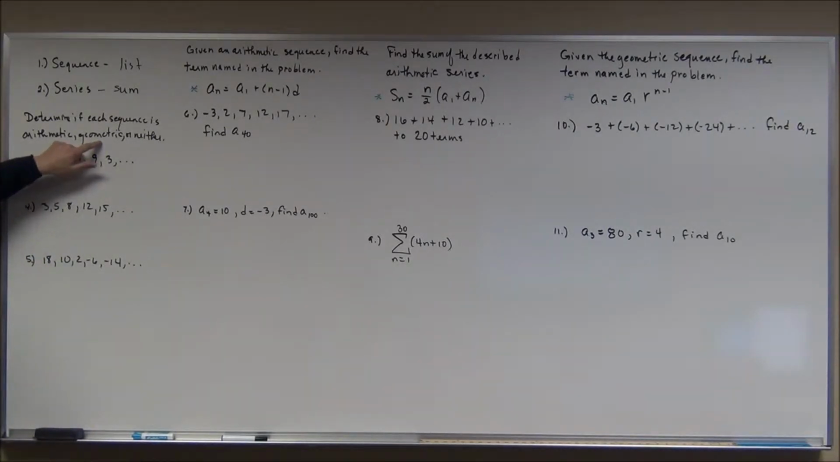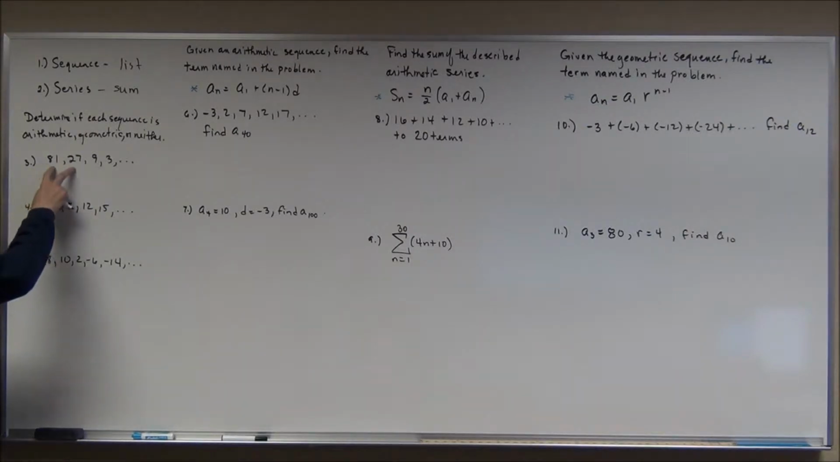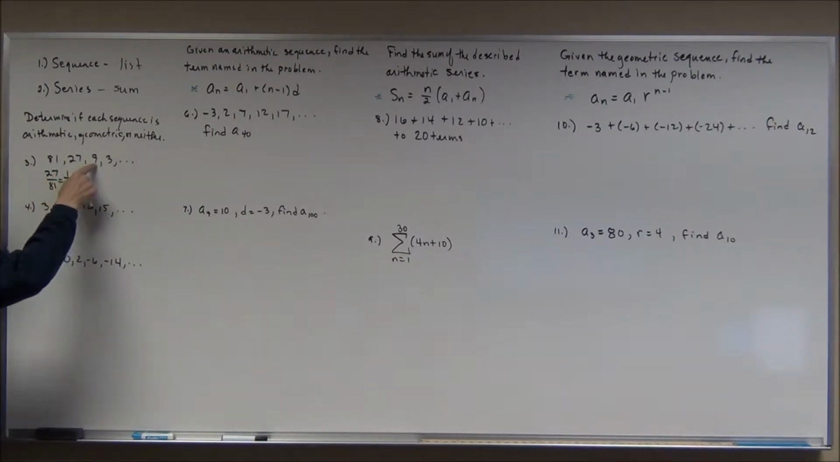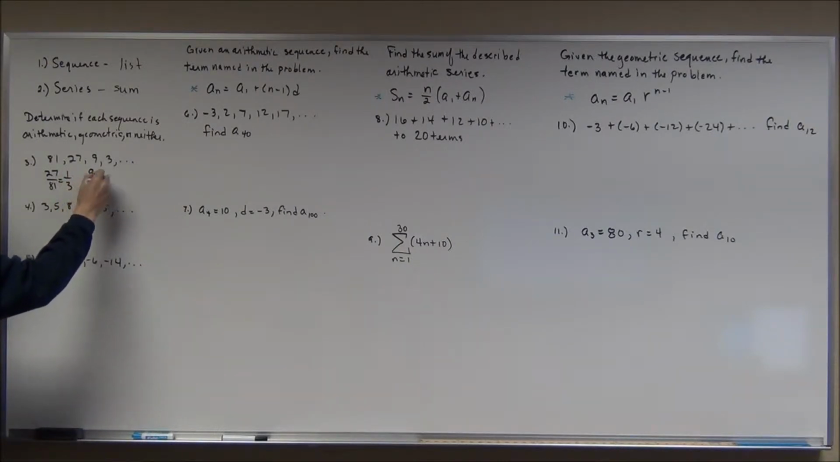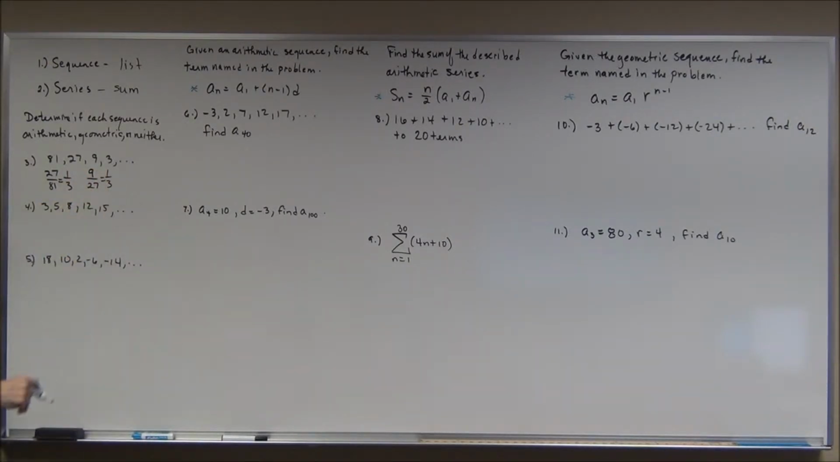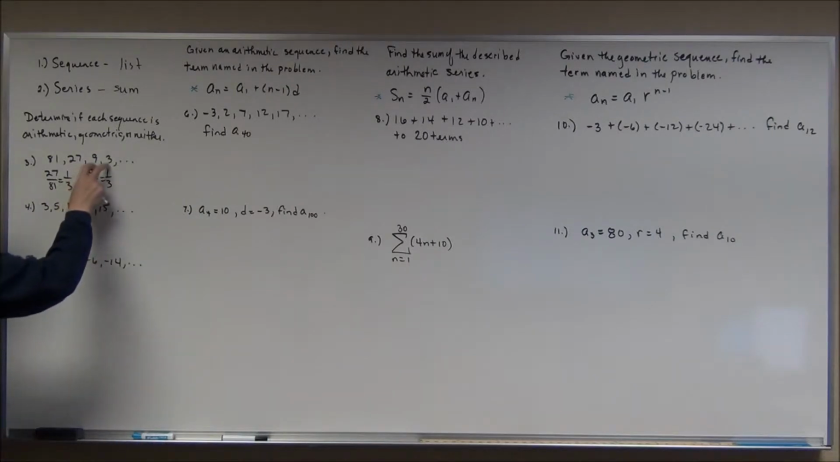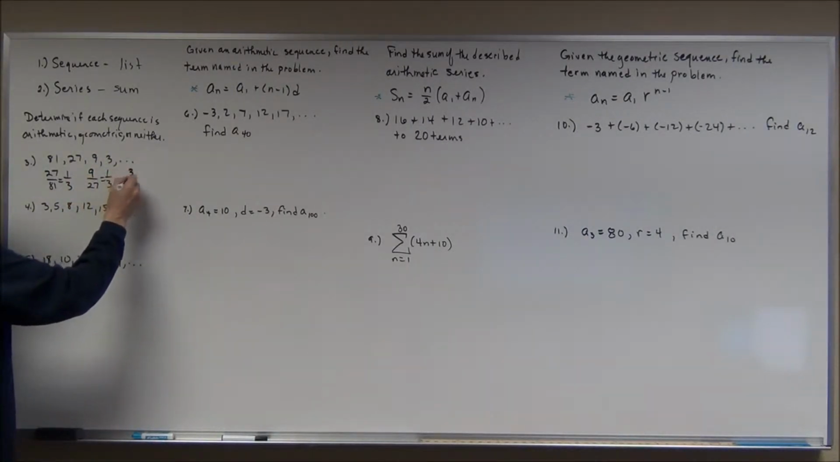Geometric, they have to have a common ratio. A common ratio means that if you take the first 2 numbers and you write them as a fraction, the second one over the first one, 27 over 81, that reduces to 1/3. Take the next 2, in this case the third one over the second one, 9 over 27, this is 1/3. Well, I'm pretty sure that this is going to be geometric. I'll check one more. Take the third one and the fourth one. It's the fourth one over the third one.